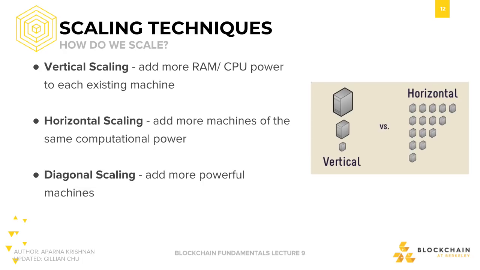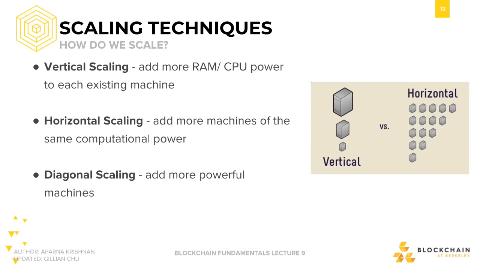Horizontal scaling is the idea that you add more machines to the same computational power. So think sharding and side chains, which we'll also talk about. And then finally, you have diagonal scaling, which is just adding more powerful machines. So that's the idea of Plasma, Cosmos. I recognize those names might not mean a whole lot right now, but we'll come back to them.